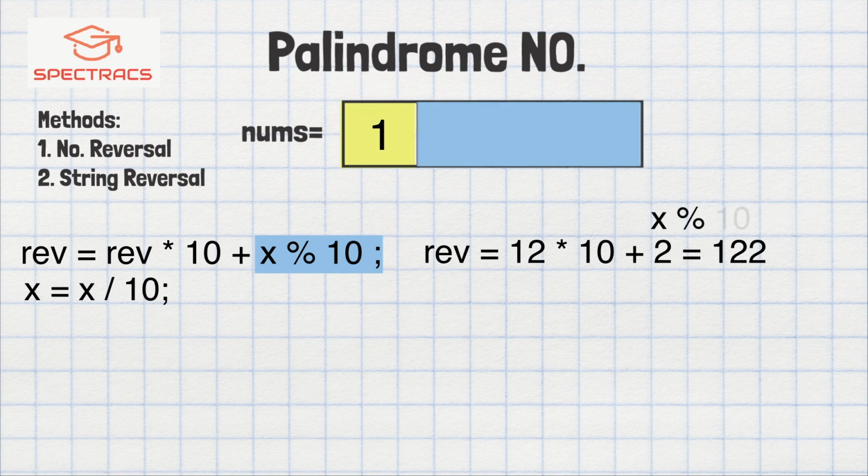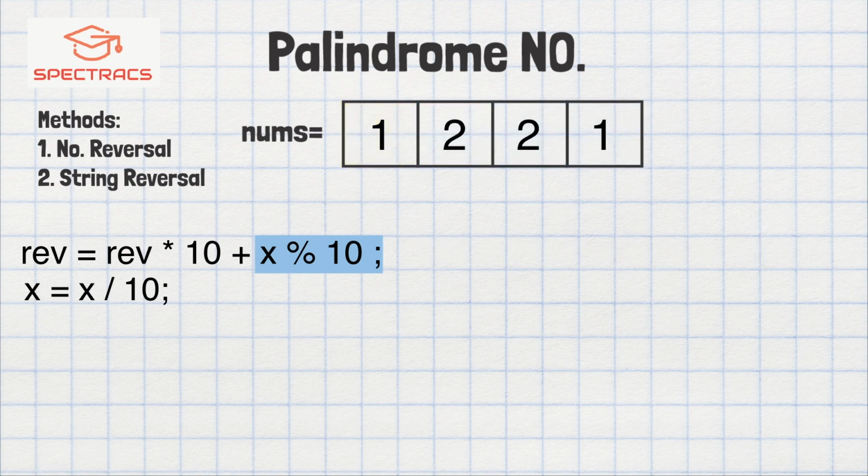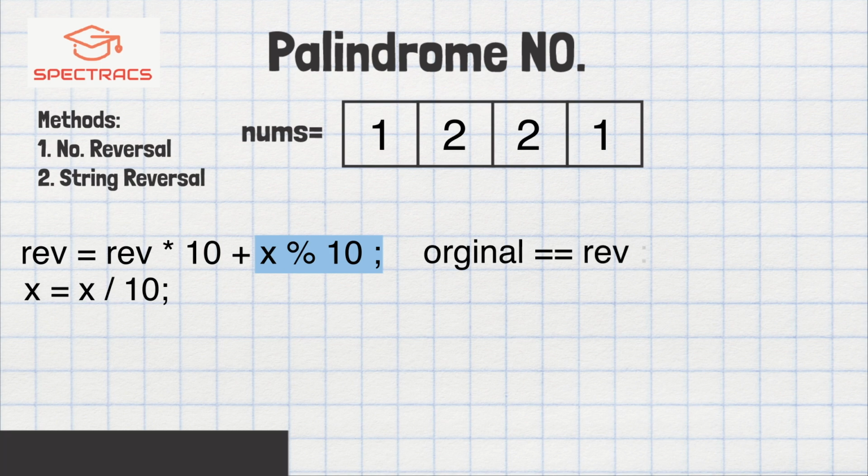So x modulo 10 is 1. Again we put it into the formula. It becomes 122 times 10 plus x modulo 10, which is 1. When we add this, it becomes 1221. This is your reverse. When we check the original and reverse, we get to know whether it is a palindrome or not. Using this method, the time complexity is big O of log n. Space complexity is O of 1.